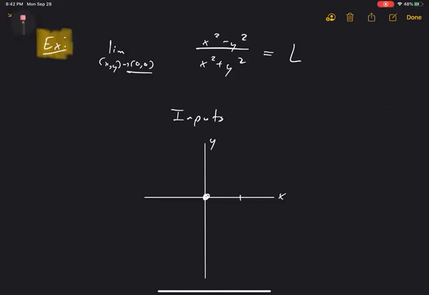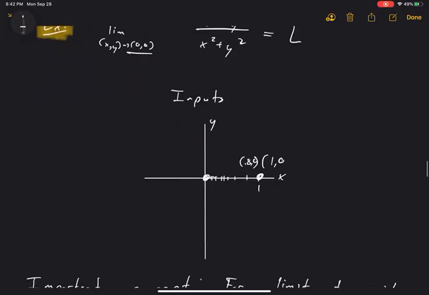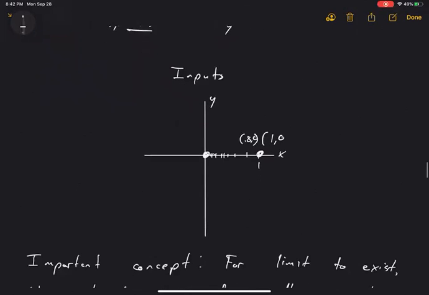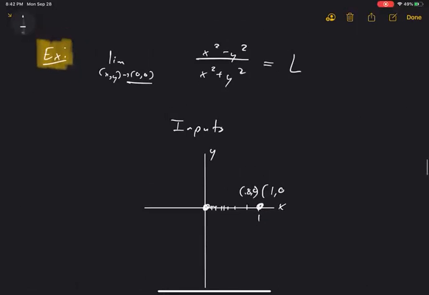Maybe this is the point 1. So maybe the point right here is 1, 0. And then, you know, 0.8, 0, and so on. And then I'm just taking points closer and closer and closer to the origin along that axis. What would that limit be?